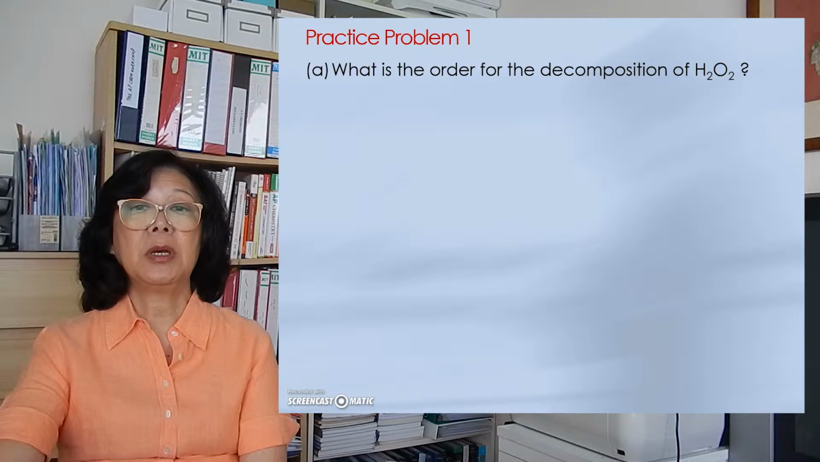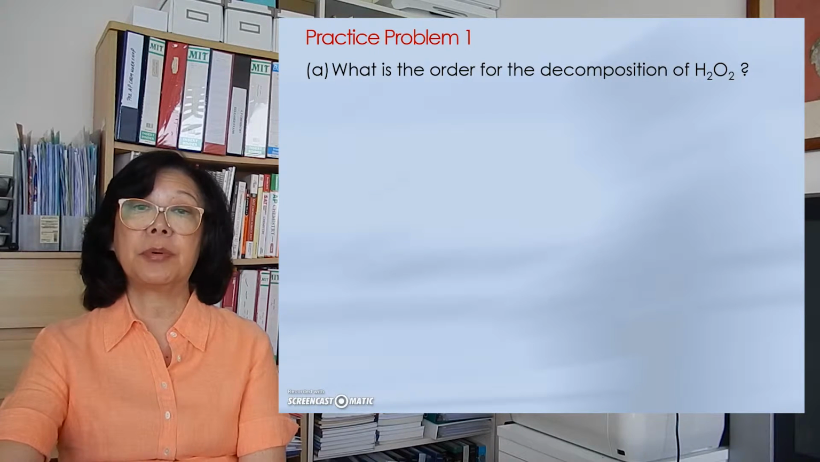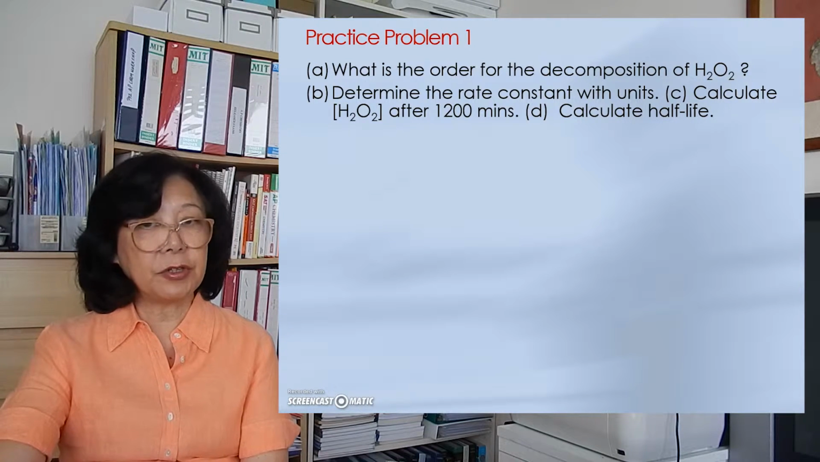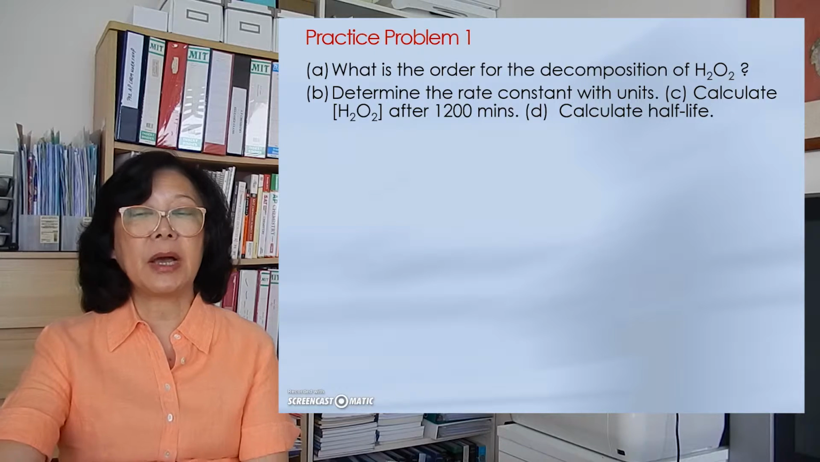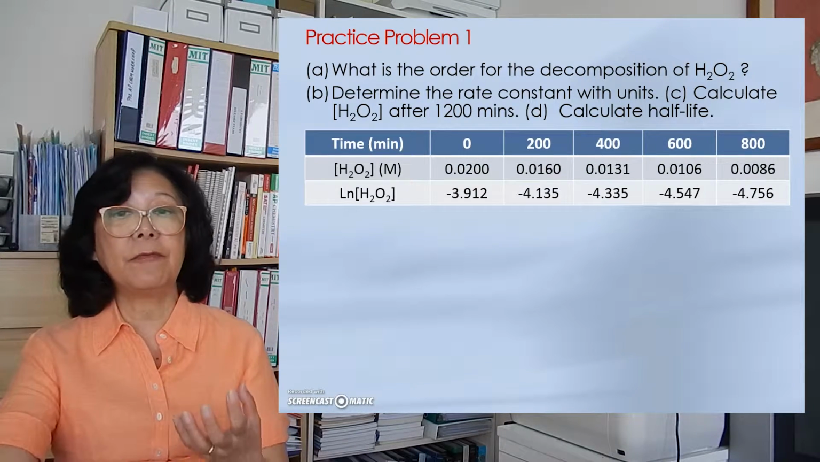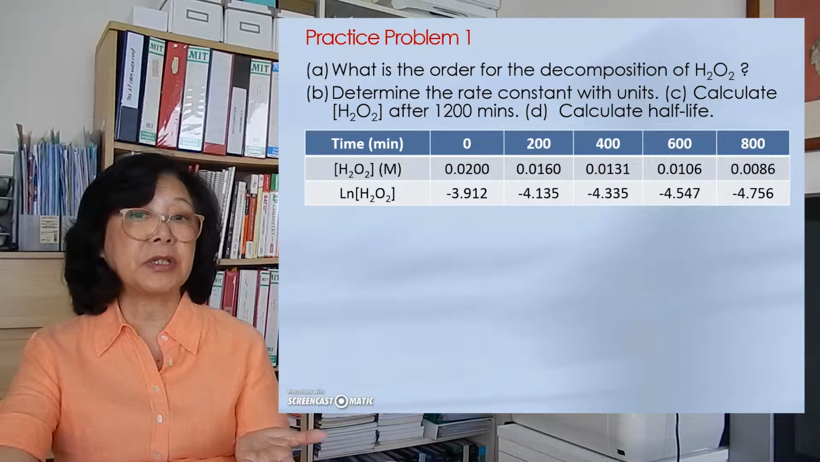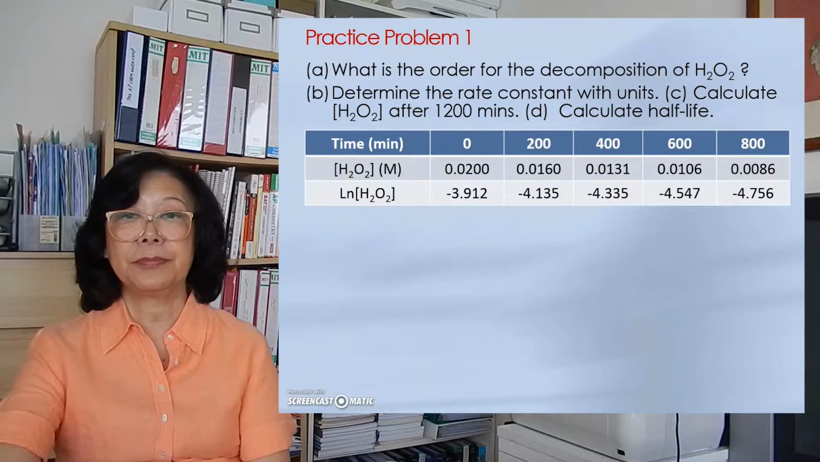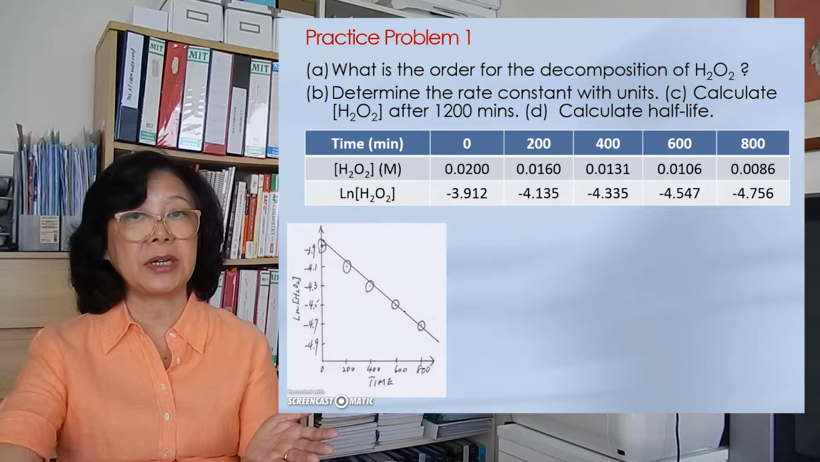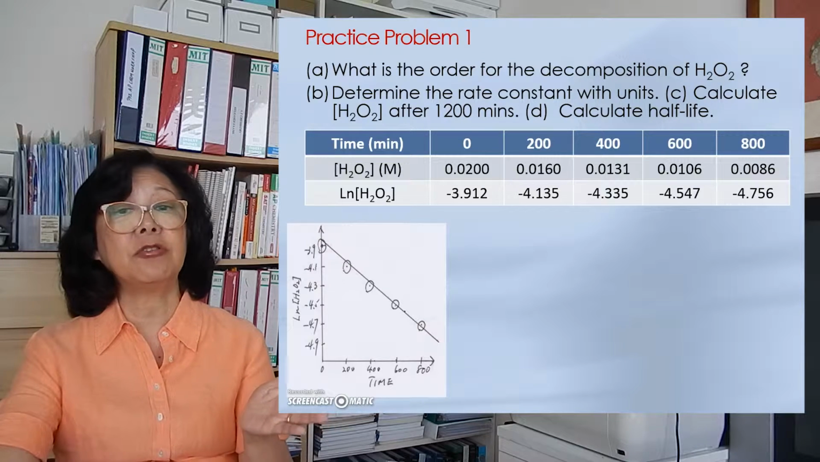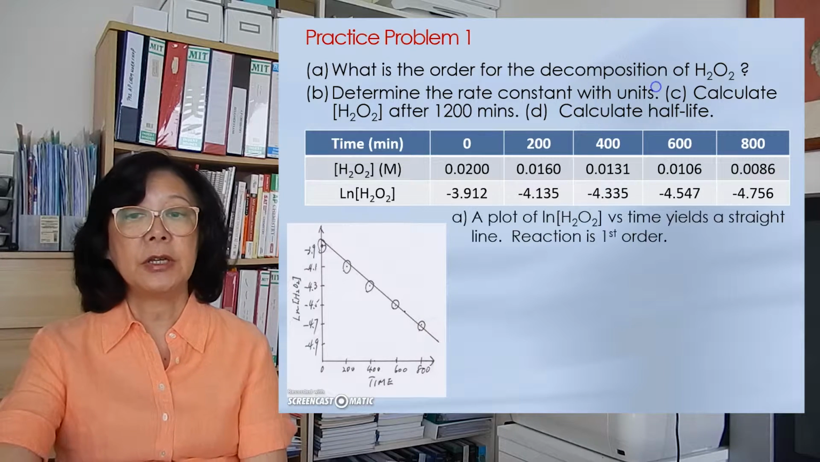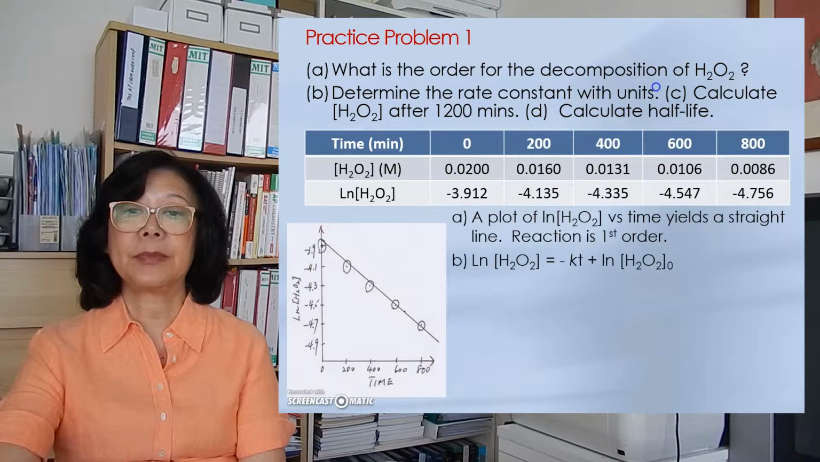Practice problem number 1. What is the order for the decomposition of hydrogen peroxide? Determine the rate constant with unit, calculate the concentration after 1200 minutes, and calculate the half-life. Here is the data chart. I have already converted the concentration of hydrogen peroxide into natural log values, and I have made a graph here. The plotting of natural log of hydrogen peroxide concentration versus time results in a straight line with a downhill slope. Therefore, we can conclude that this is a proof that the reaction is first order.